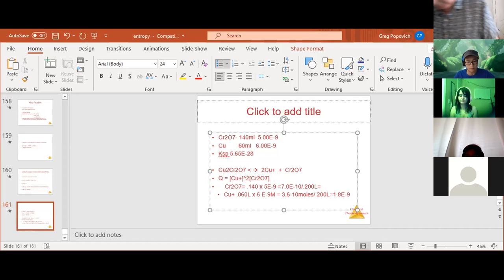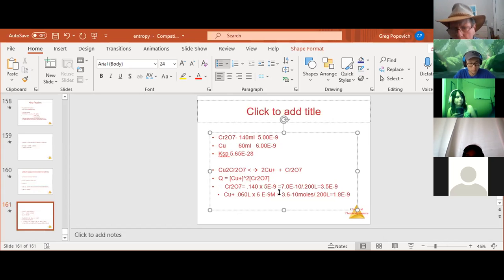Okay, my calculator rounded to 4E negative 9. Okay, Ethan, you got that math for me? 3.5E negative 9. Hmm. All right.